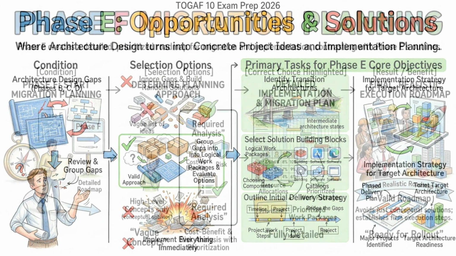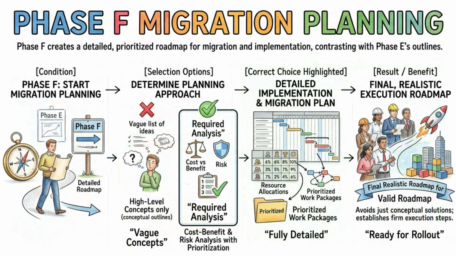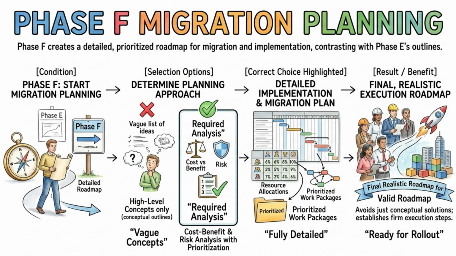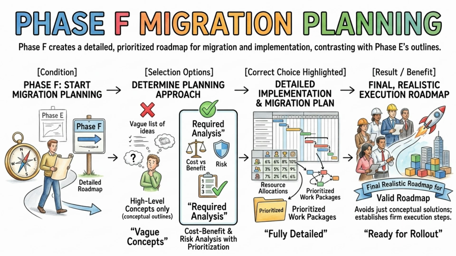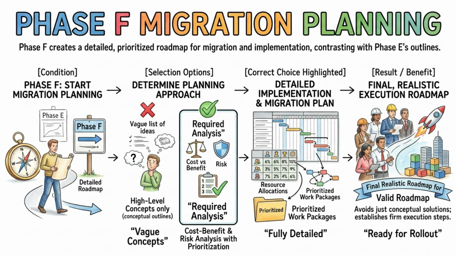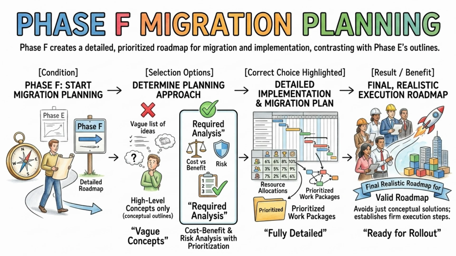Phase F moves into migration planning, where the team creates a fully detailed, prioritized implementation and migration plan. Architects work alongside project managers, financial planners, and business leaders to perform cost-benefit analyses and risk assessments for each work package. Phase F establishes explicit timelines, resource allocations, and dependencies to guide project teams during rollout. On the exam, remember that while Phase E outlines potential solutions, Phase F creates the final, realistic execution roadmap.